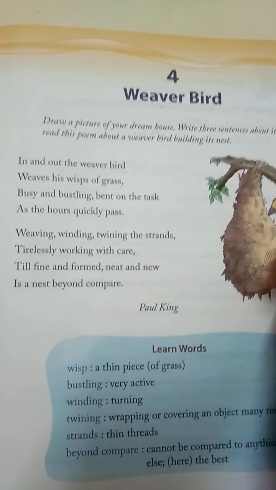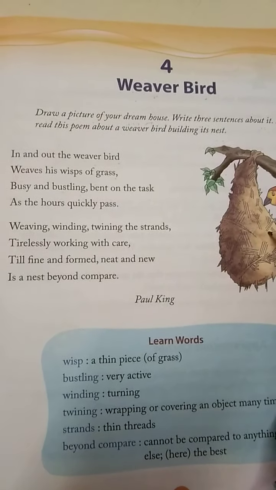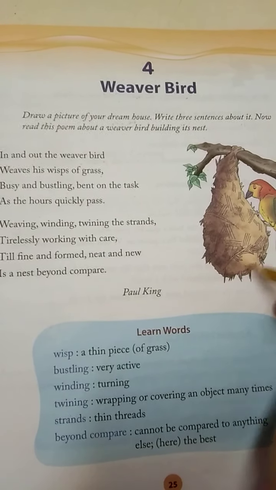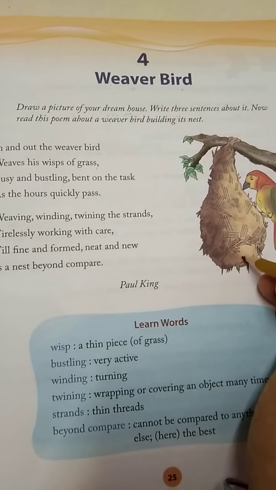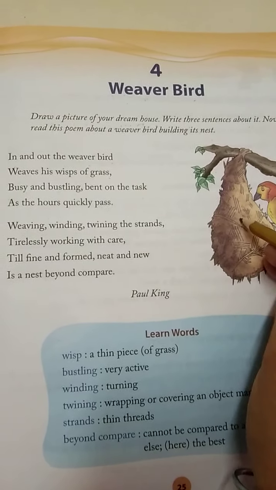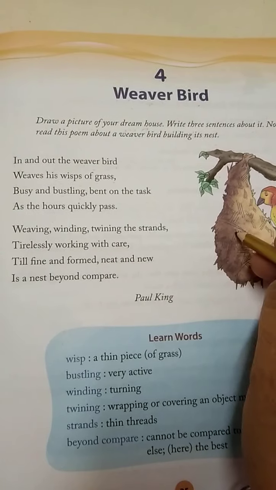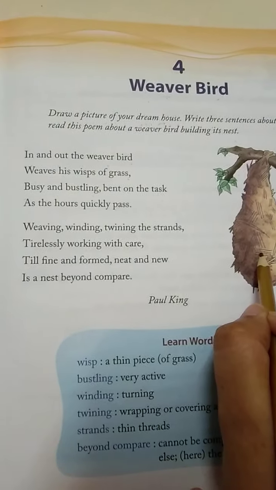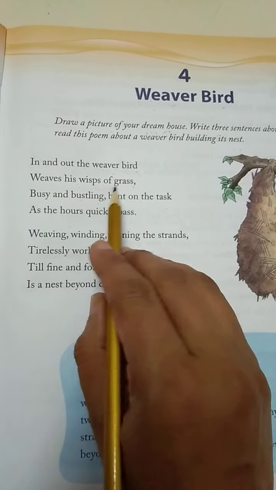In and out means कभी अंदर कभी बाहर, कभी अंदर. See, this is the space, this is the area from which this bird gets inside. ये घर उसके अंदर जाने का रास्ता है. कभी वो अंदर कभी बाहर. Sometimes in, sometimes out. She does. This bird does. Weaves his wisps of grass.